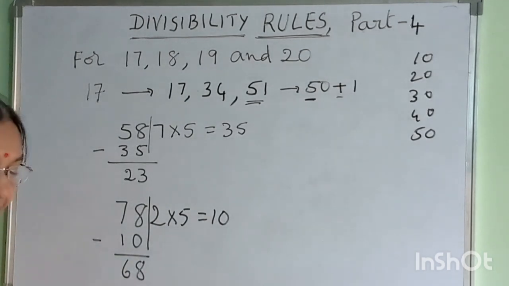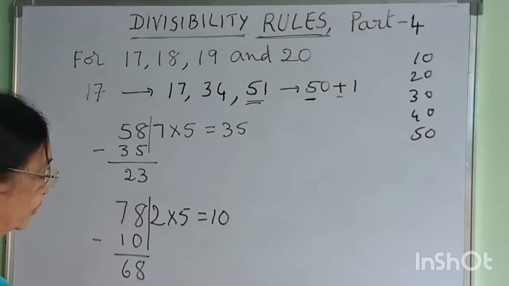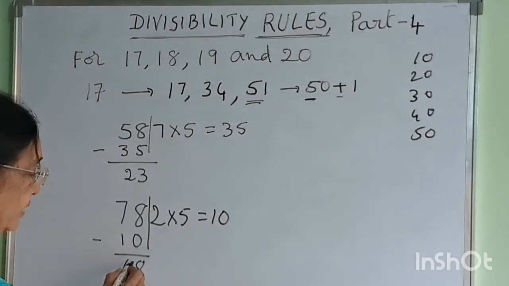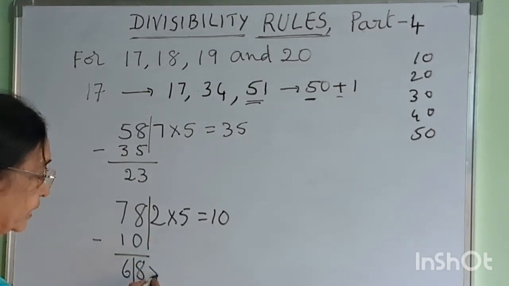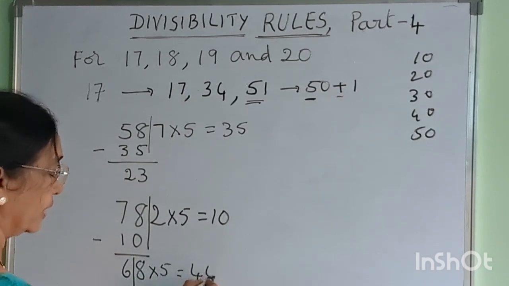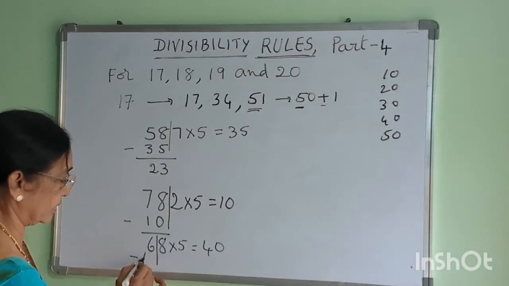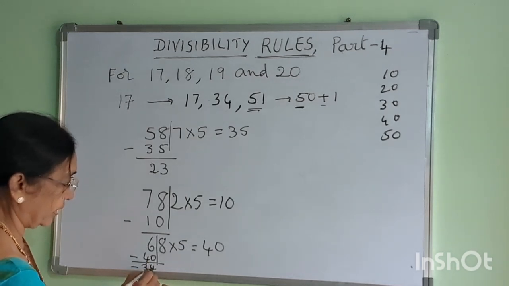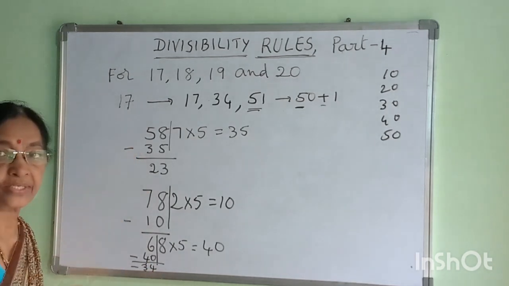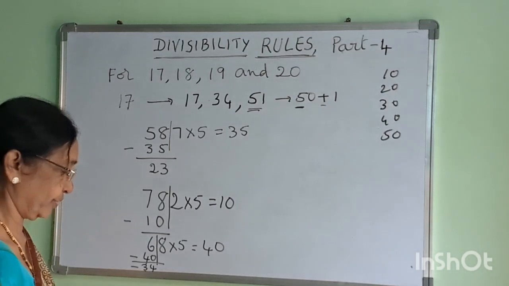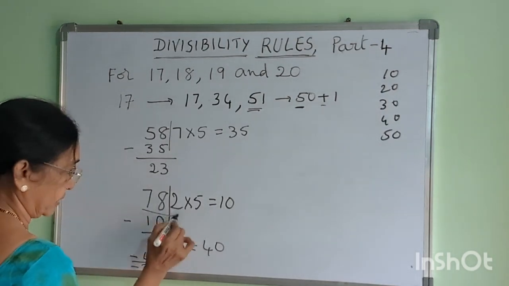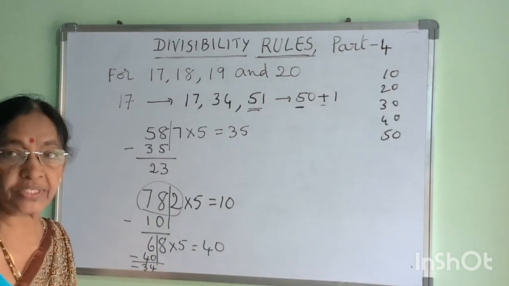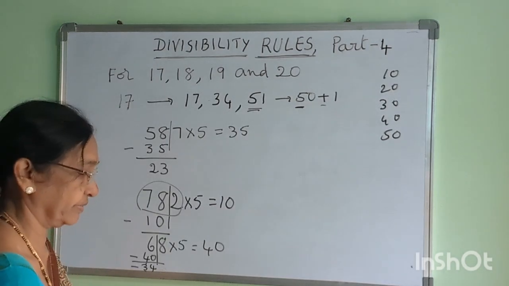Suppose we can't say whether 68 is divisible by 17 or not. So we will continue this process again. Separate the units digit, multiply it by 5 and we get 40. Subtract it from 6, minus 40 is equal to minus 34. 34 is divisible by 17. Therefore, the whole number 782 is divisible by 17.